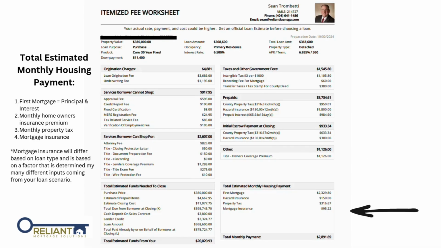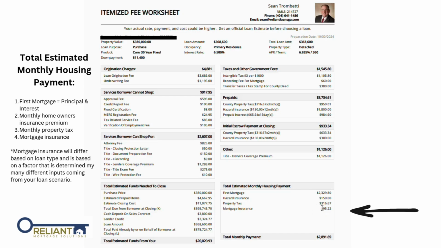Now, finally, the last thing that I want to cover in this video is this total estimated monthly housing payment section. This basically encompasses your principal and interest, which is represented by this first mortgage line item here, and then the rest of your full payment, which is your hazard insurance, aka homeowner's insurance, your property taxes, and your mortgage insurance. Now, I want to talk about this one in particular, mortgage insurance. Please keep in mind that it will not always be $95. It'll be based on a factor of your loan amount, and that factor will be determined by a lot of different inputs, things like loan type, credit score, first-time home buyer or not, things of that nature.